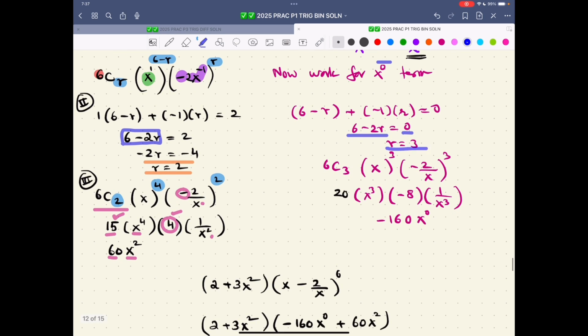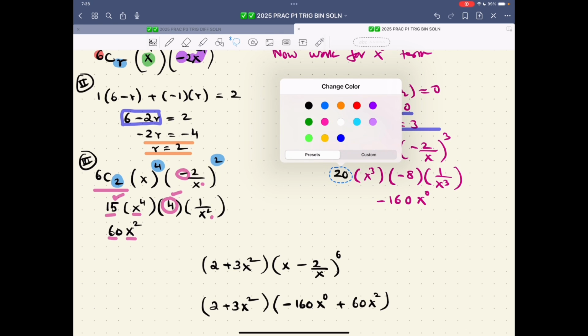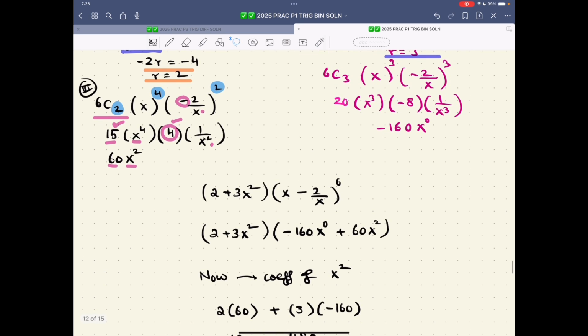We find r is equal to 3. We know that r will always come out to be a positive integer or 0, because r tells you the position of the term in the series. Plug it in over here, 6c3 comes out to be 20. And this is x cube, negative 2 cube, that remains negative. 1 over x cube, the x cubes cancel, and then we get this answer. So this is this much, and then we get negative 160 x power 0.